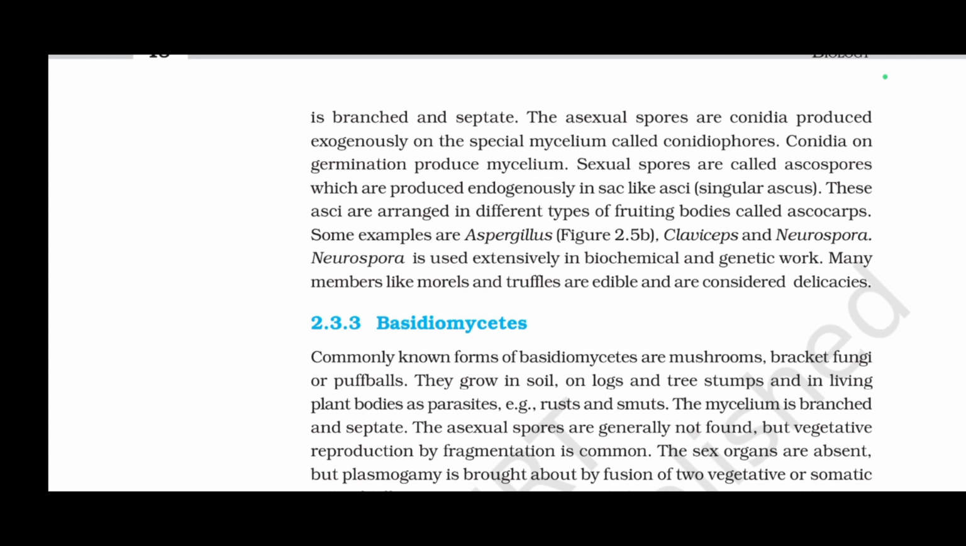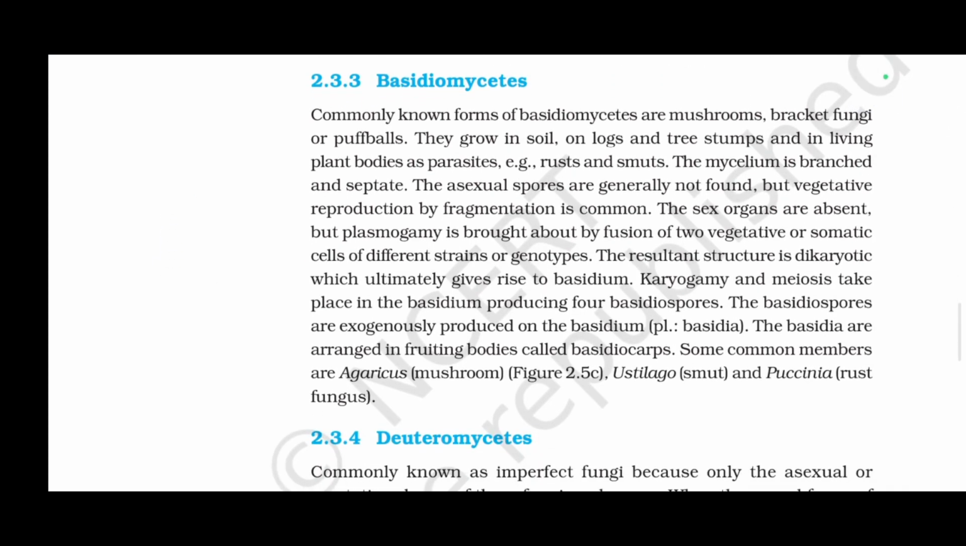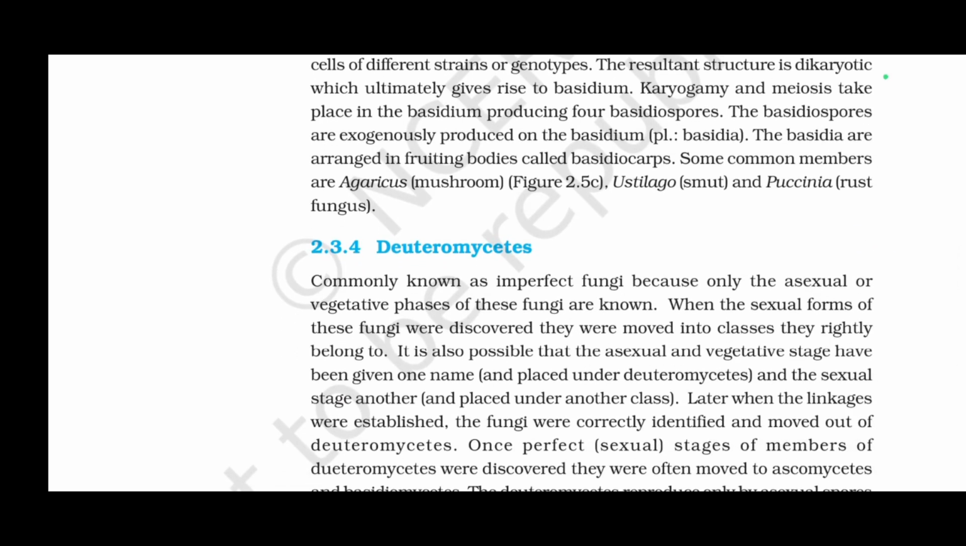Now 2.3.3: Basidiomycetes. Commonly known forms of basidiomycetes are mushrooms, bracket fungi, or puffballs. They grow in soil, on logs and tree stumps, and in living plant bodies as parasites, like rusts and smuts. The mycelium is branched and septate. The asexual spores are generally not found, but vegetative reproduction by fragmentation is common. The sex organs are absent, but plasmogamy is brought about by fusion of two vegetative or somatic cells of different strains or genotypes. The resultant structure is dikaryotic, which ultimately gives rise to the basidium.